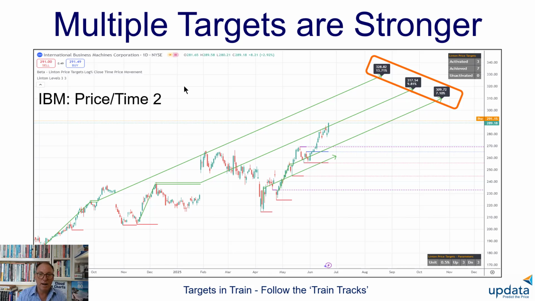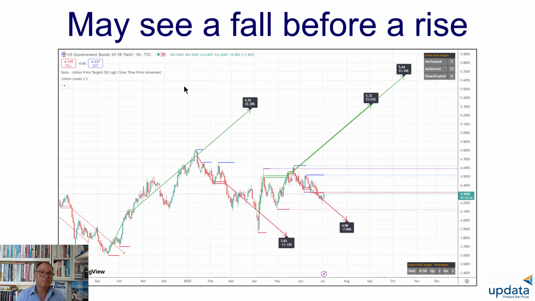So the number of targets, you won't always see 3, you might just see 2, but if you see multiple targets to the upside or to the downside, that increases the likelihood. You're seeing multiple waves of buying thrusts or multiple waves of selling thrusts, telling you of the overall inherent bullishness or bearishness of an instrument.